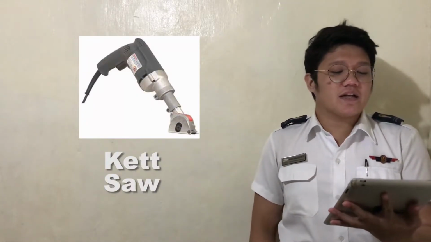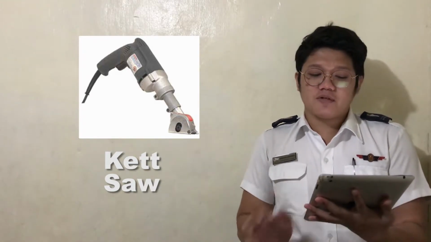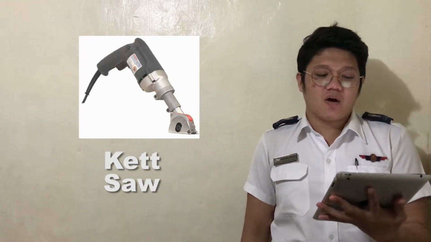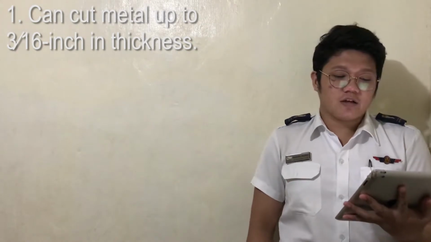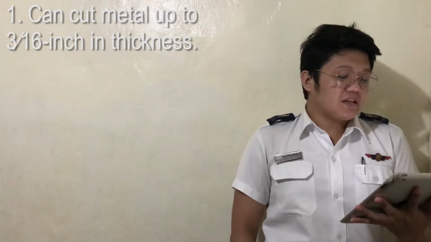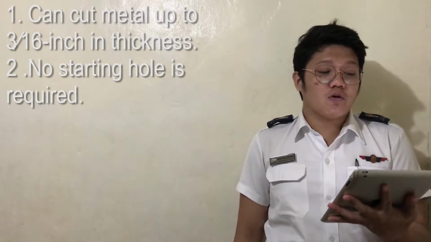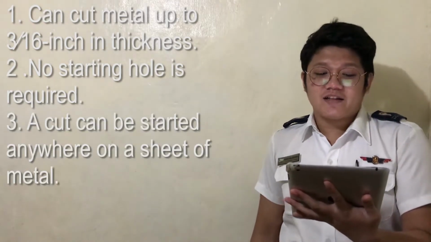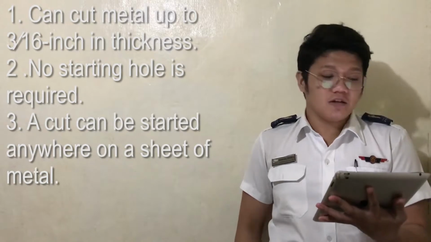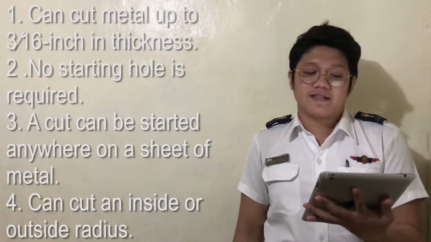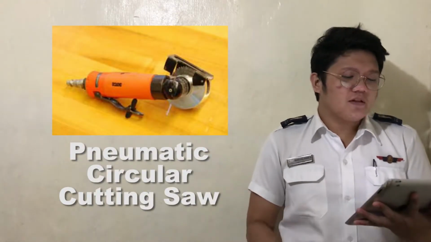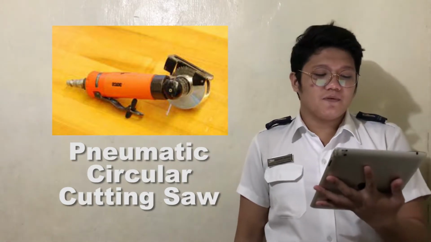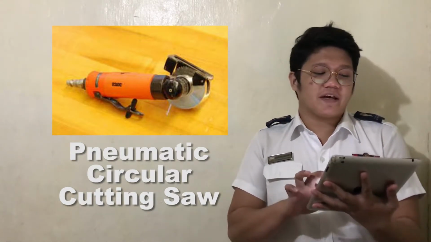Another cutting tool is the Kett saw. The Kett saw is an electrically operated portable circular cutting saw that uses blades of various diameters. The Kett saw's advantages are that it can cut metal up to 3/16 inch thickness, and no starting hole is required. A cut can be started anywhere on a sheet of metal, and it can cut an inside or outside radius. Another one, the pneumatic circular cutting saw. The pneumatic circular cutting saw, useful for cutting out damage, is similar to the Kett saw.